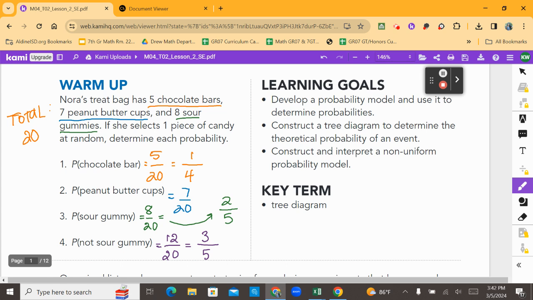So now we have a basic, solid understanding of simple probability. Let's get into our lesson.